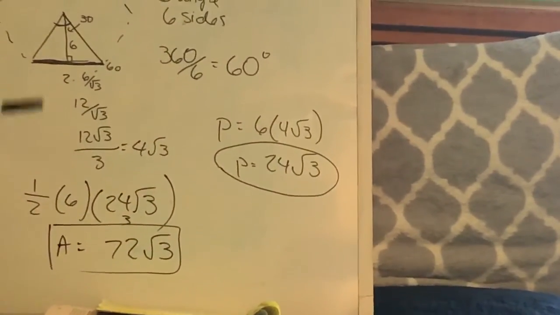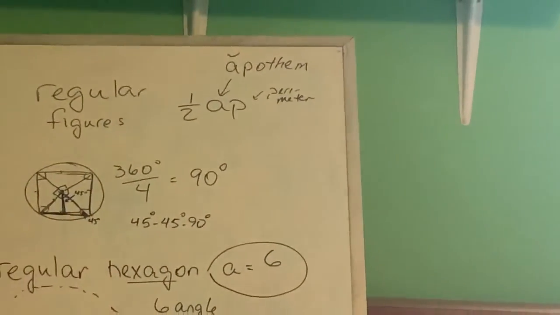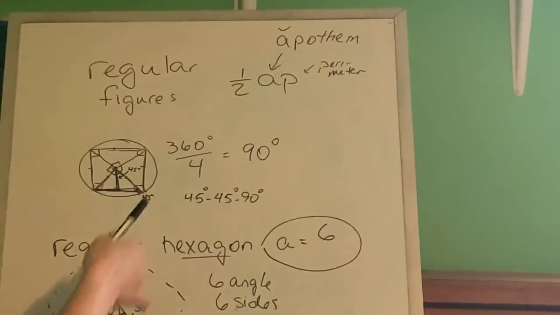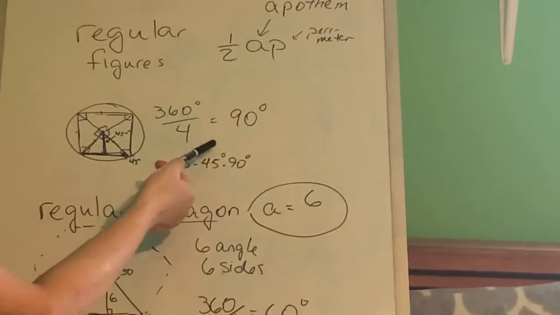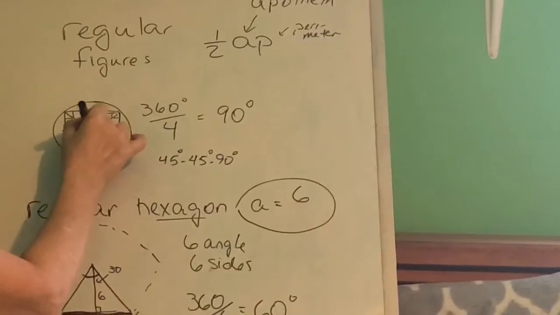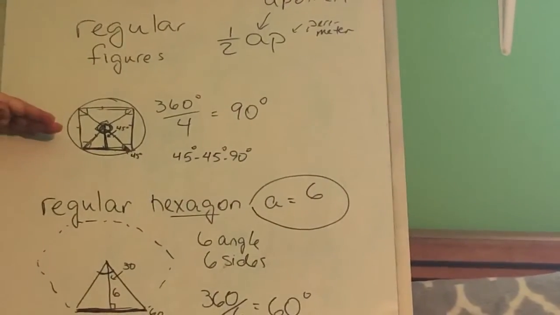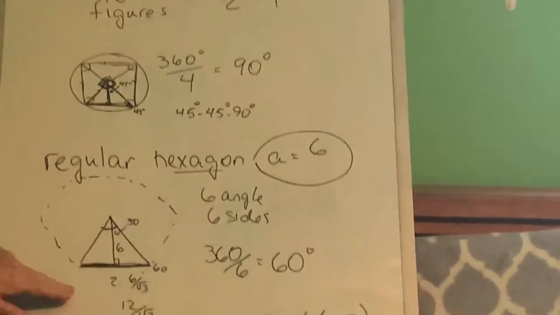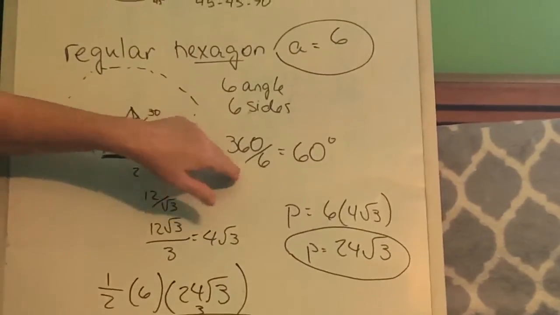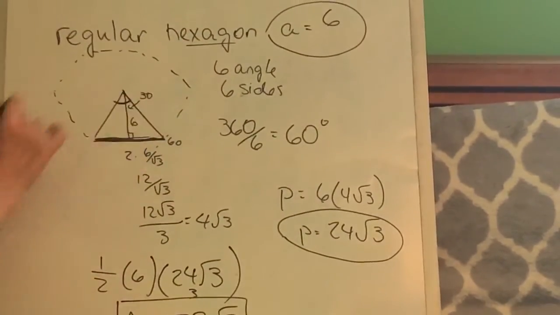So once again, regular figures, they're going to be inscribed in a circle, so we will always be working with 360 degrees. We're going to find the measure of the central angle right here by dividing 360 by the number of sides. So in a square, 360 divided by 4 gives me 90. In my hexagon, 360 divided by 6 gives me 60. That's the measure of the central angle.